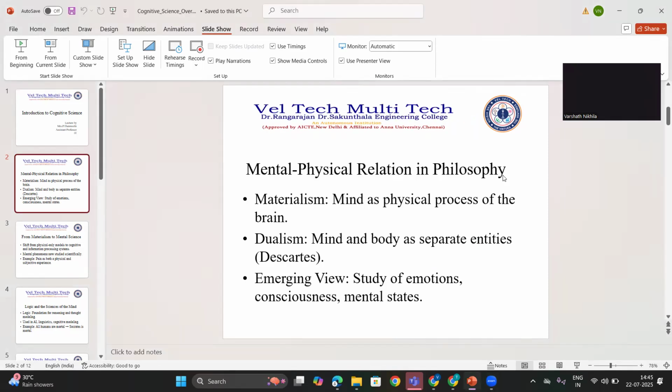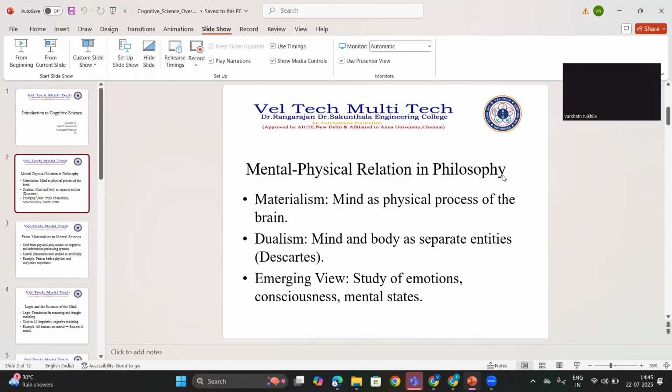in philosophy. Mental physical relations in philosophy refers to the philosophical problem of how mental phenomena relate to physical phenomena. That is, how thoughts, feelings, and consciousness are related to the states of the brain and neural activities. So here we can see different types of mind body problems. Mental physical relations can also be called the mind body problem. So we will see the types of mind body relations.